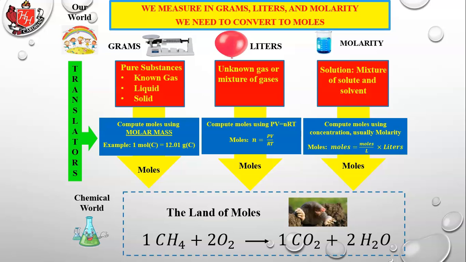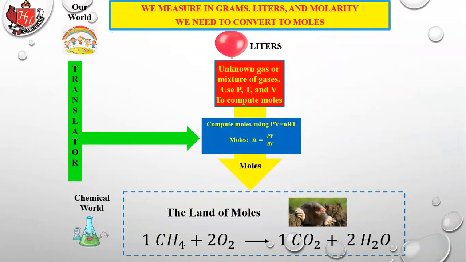We spent a good deal of time on that first arrow there, that first column of pure substances where we convert from grams to moles. And we do that using the molar mass. 1 mole equals a certain number of grams depending on the substance. And the substance could either be in gas form, as long as it was a pure substance, or liquid or solid. And from converting from grams to moles, then you can use the chemical equation in moles.